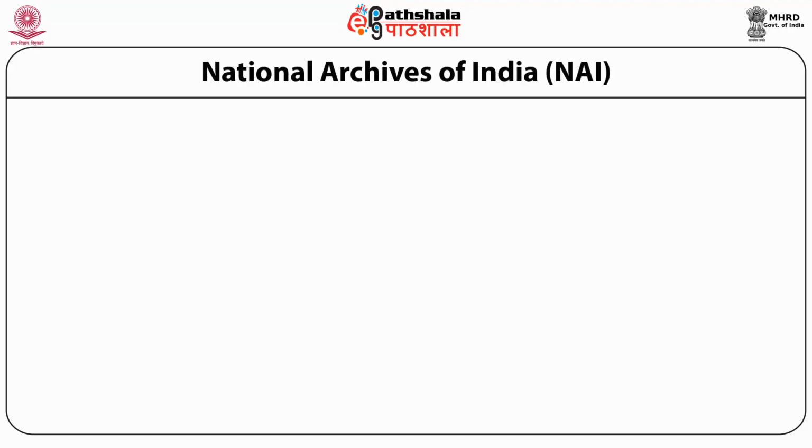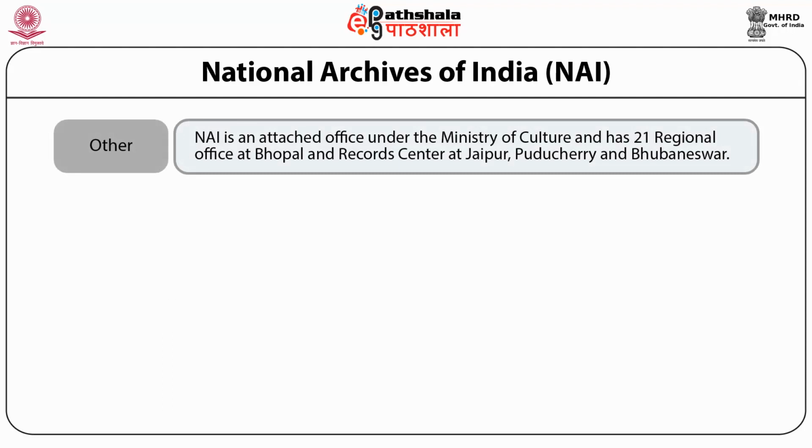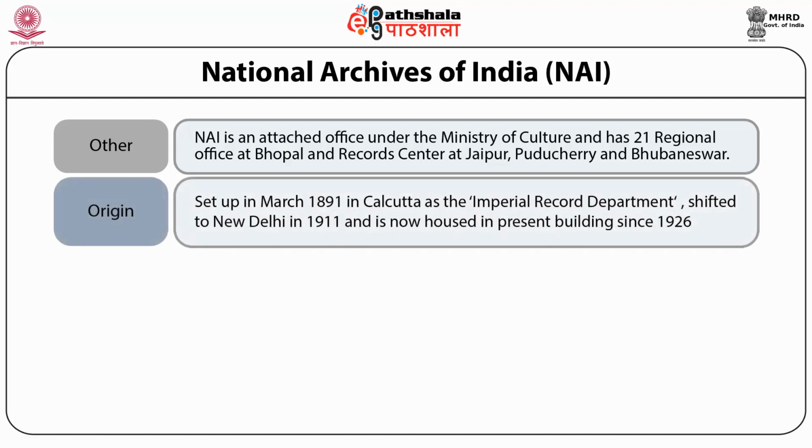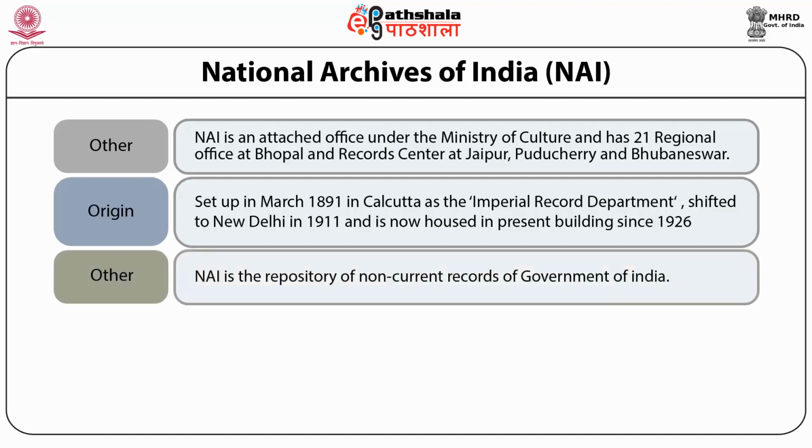National Archives of India (NAI) is an attached office under the Ministry of Culture and has a regional office at Bhopal and Record Centers at Jaipur, Puducherry and Bhubaneswar. It was set up in March 1891 in Calcutta as the Imperial Record Department, shifted to New Delhi in 1911 and is now housed in the present building since 1926. NAI is the repository of non-current records of Government of India.